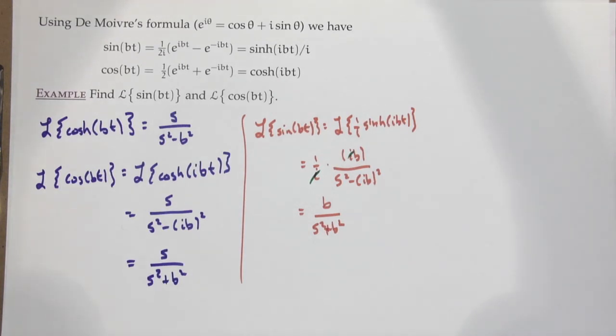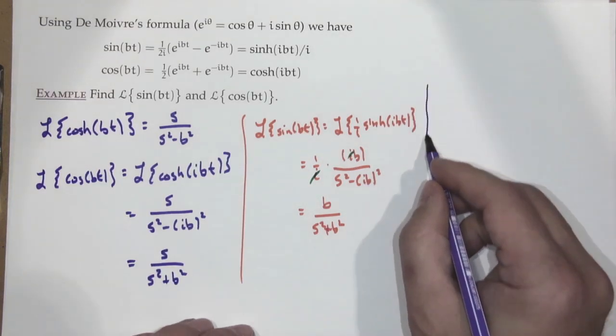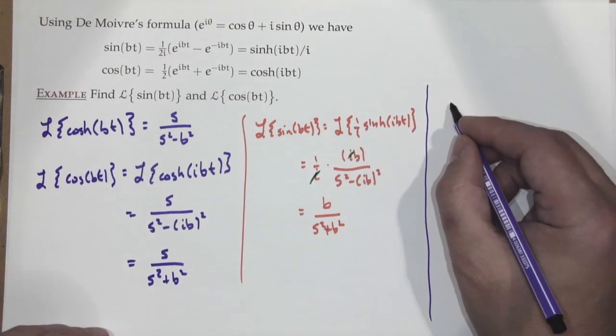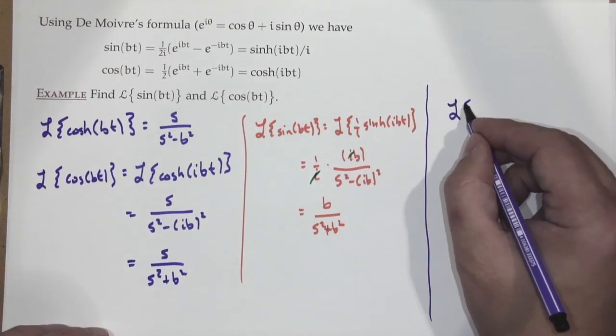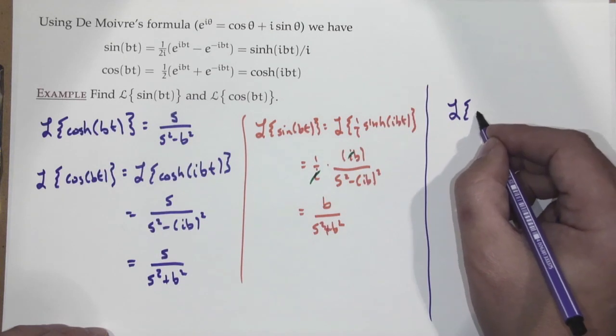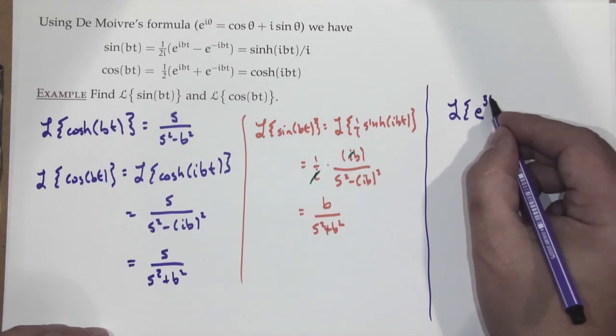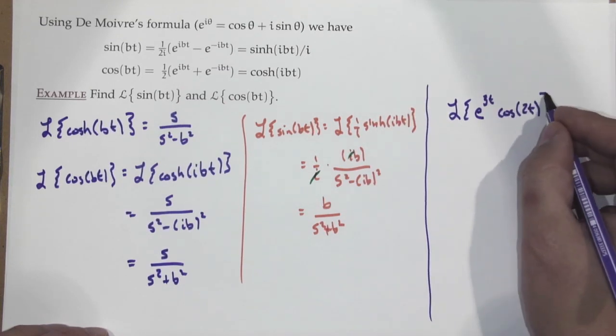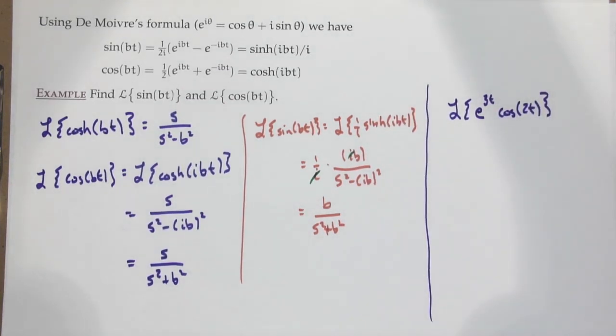Now, quick question here. Suppose I ask you the following. What is the Laplace transform of, well, let's just put numbers here, e to the 3t cosine 2t? Are we able to answer this question now? How do we go about answering something like this?